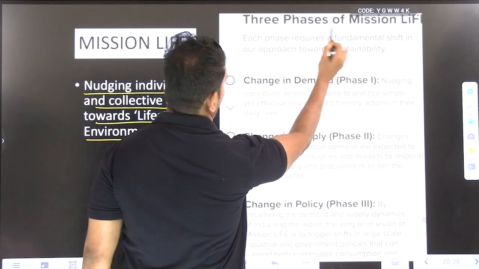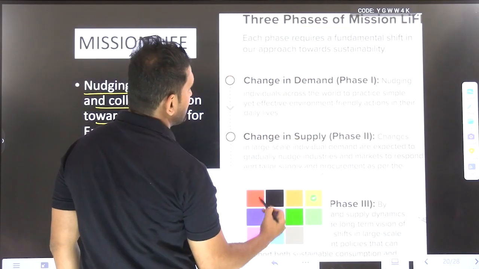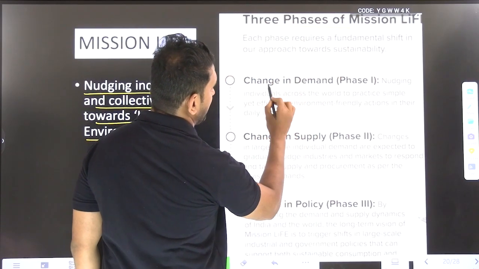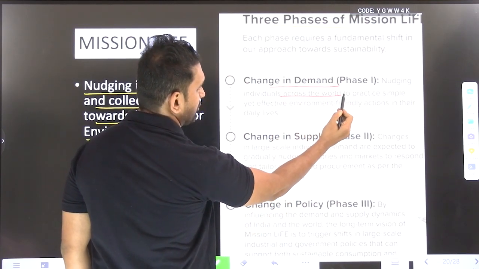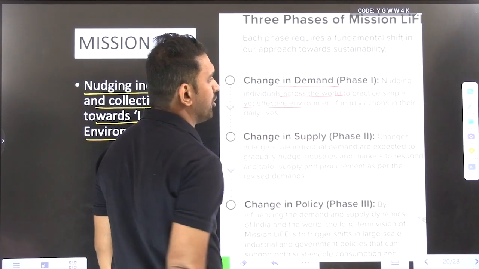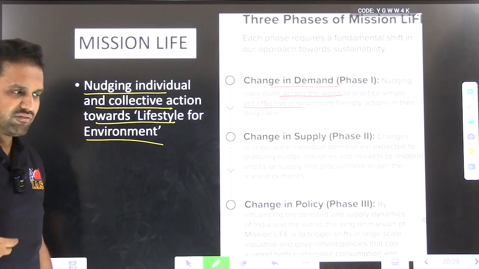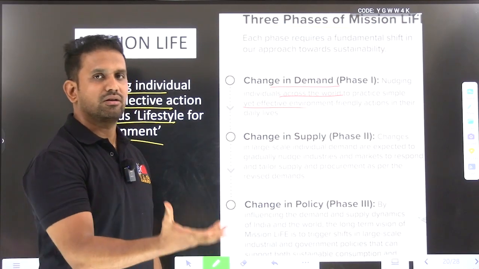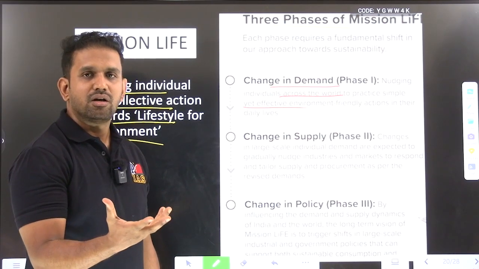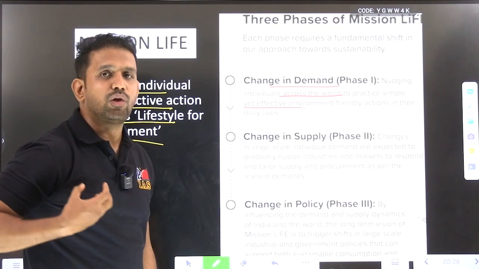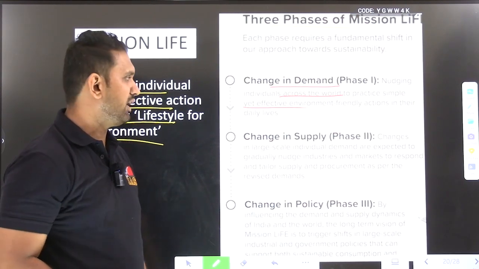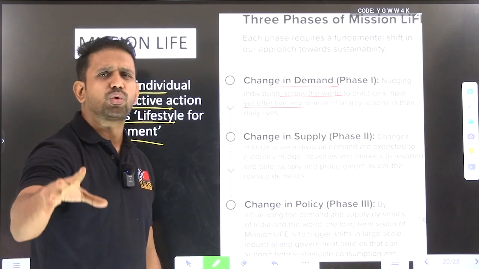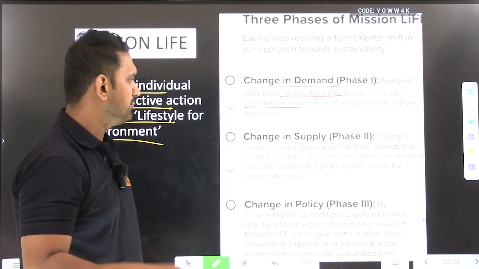Okay, the three phases of Mission LiFE you can see here. The first phase is change in demand. You have to demand, nudging individuals across the world to practice simple yet effective environment friendly actions. So in your life, whatever you are doing, make sure that you don't damage the environment. Follow a simple lifestyle where you can protect the environment. Don't throw anything in water, don't waste your water, that's all.